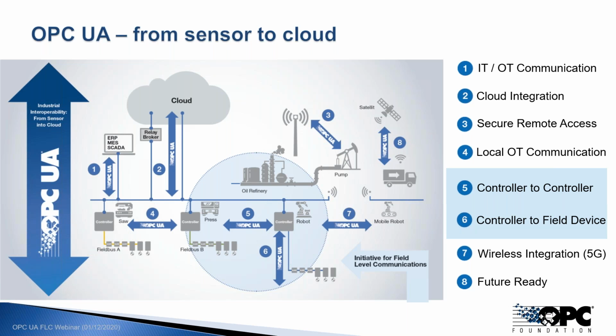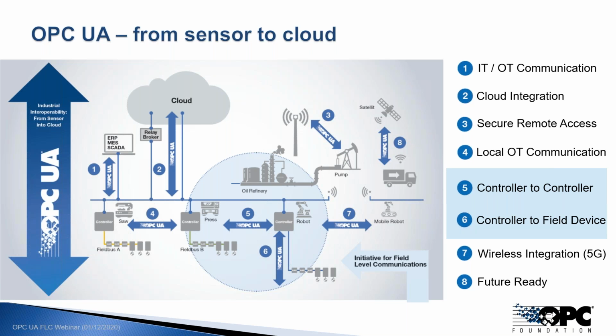So the Field Level Communications Initiative is extending OPC to the field level, and by doing that, it's covering 2 additional use cases. Number 5, the controller-to-controller use case. This is the horizontal integration connecting controllers of different manufacturers. And then number 6, bringing OPC down to the field level to connect controllers with the different types of field devices. And this also includes device-to-device communication.